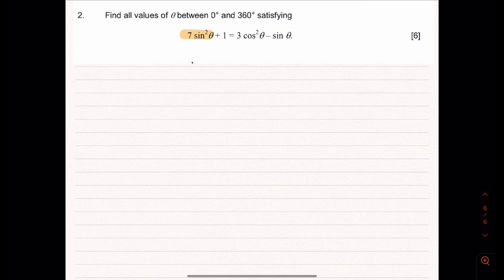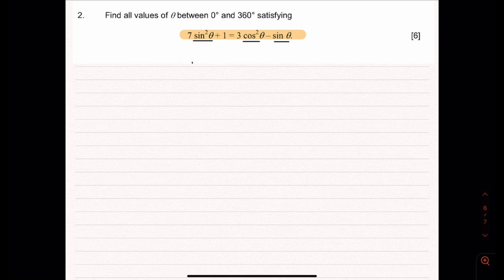Okay, so as you can see here, question 2 says 7 sine squared theta plus 1 is equal to 3 cos squared theta minus sine theta. So in this equation, we have a mixture of sine and cos functions. So now let's try and get this into the same trig function.